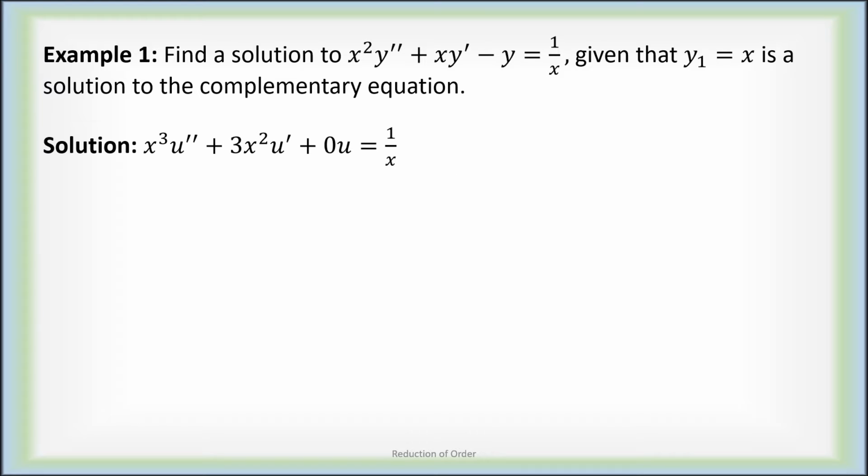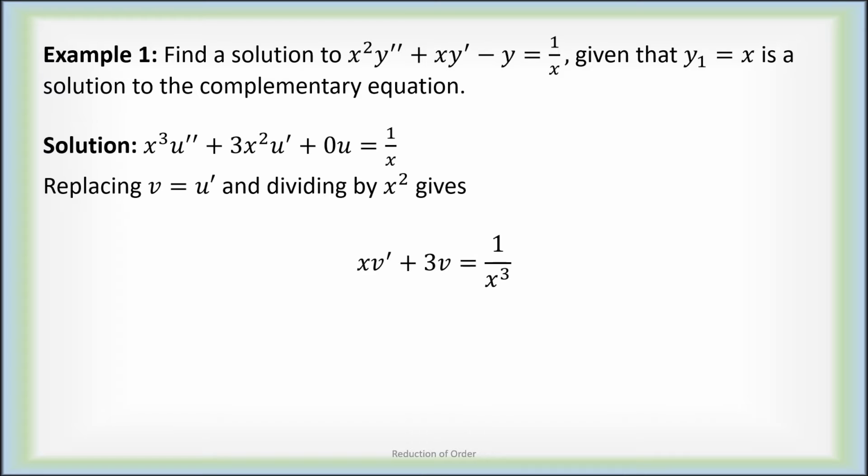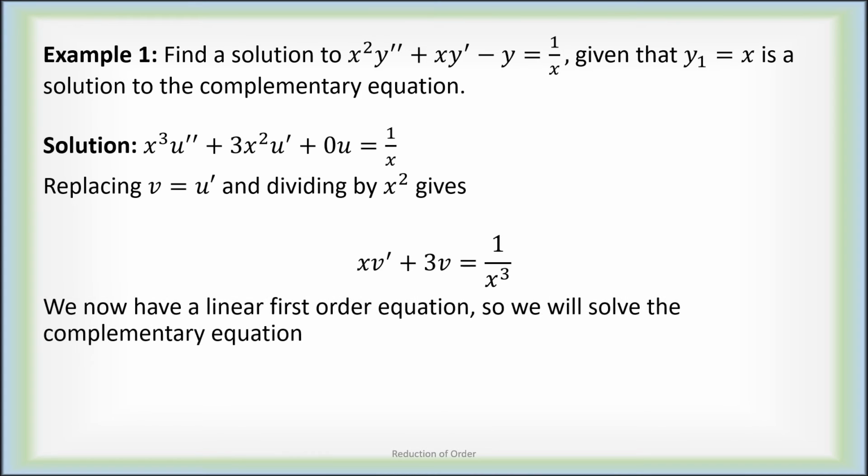So this is what we've reduced our differential equation to, where u is still an unknown function. But now I let v be the derivative of u and divide everything by x squared. Well then, we end up with xv prime plus 3v equals 1 over x cubed. We now have a linear first order equation.